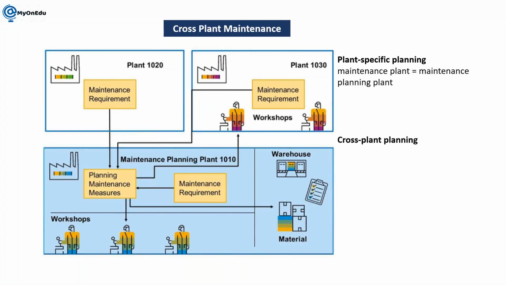This is one example to understand plant specific planning and cross plant planning. Plant specific planning means the maintenance plant is equal to the maintenance planning plant. So where my maintenance is going to happen, my planning will also happen in the same plant. In cross plant planning, my maintenance plant is different and the planning plant is different, and it will be managed from a different planning plant. So the maintenance plant will have the work center, and the maintenance planning plant will have the planner group. That we need to understand here.